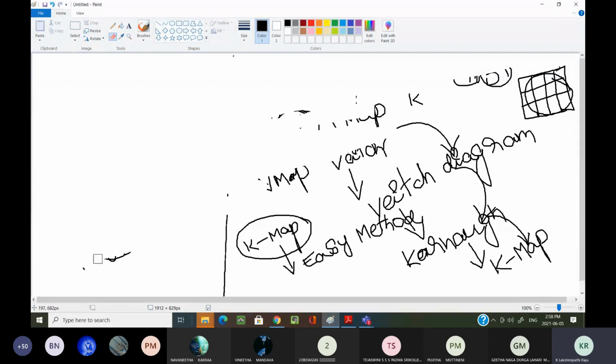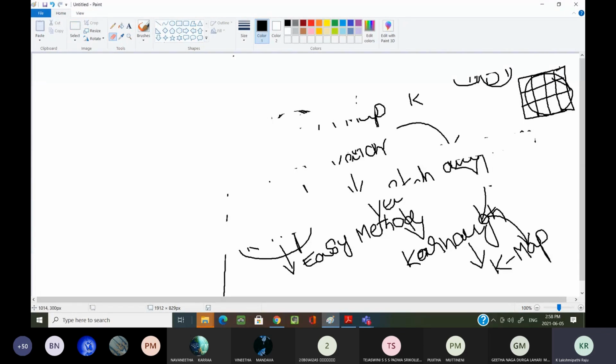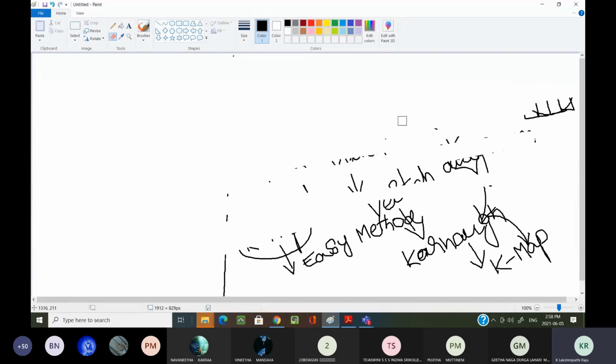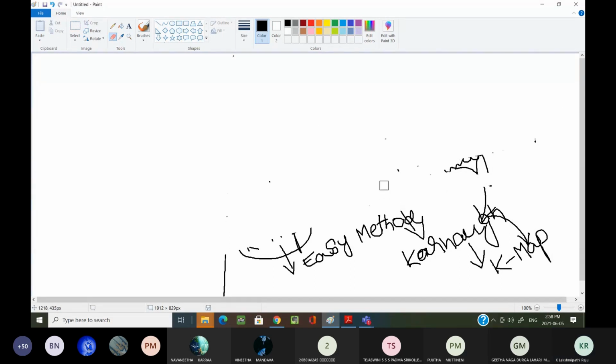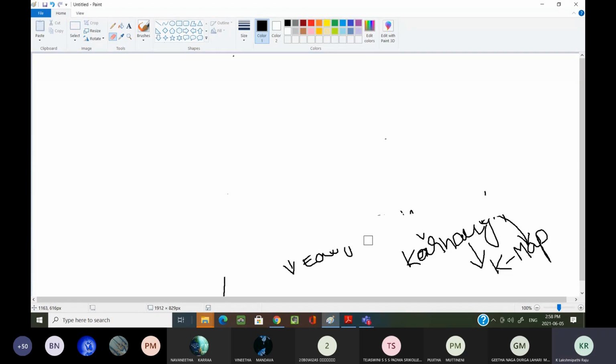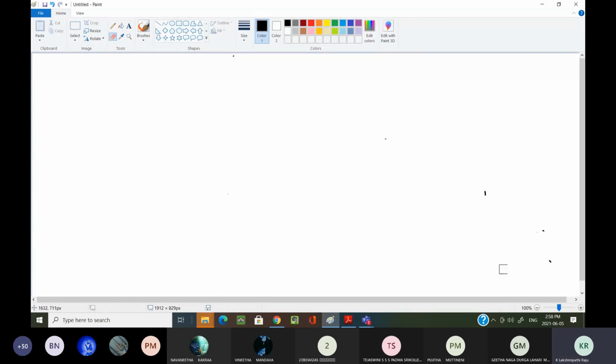Okay. Now that is the introduction regarding the K-map. Please note down some points in the running notes. We are going to see what the maps are, what the different types of maps are, what a 2 variable K-map is, what a 3 variable K-map is, and how to draw maps.